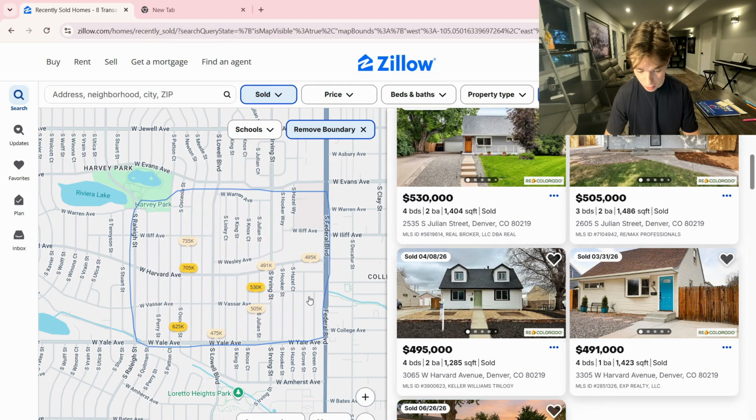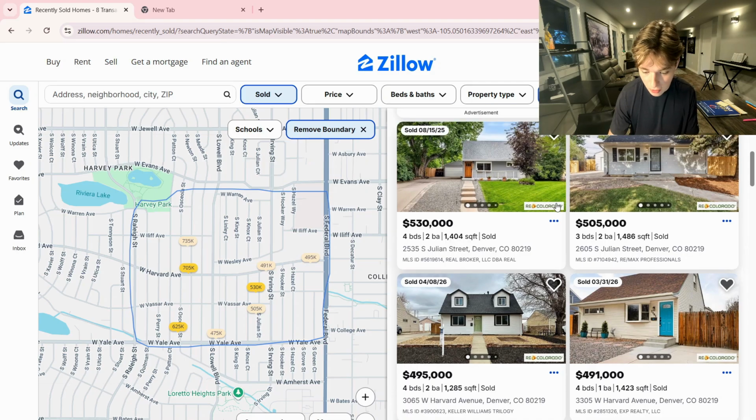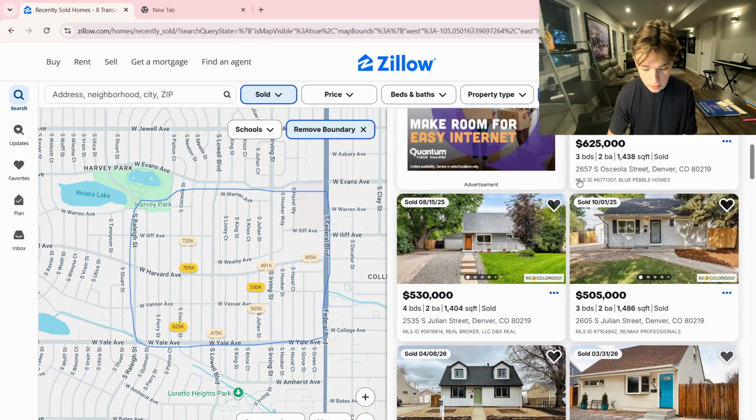So really it's that simple. I mean, it's really common sense logic, but I think a lot of wholesalers get this step wrong, and it's really not as difficult as you may think it is. And it's really that simple.